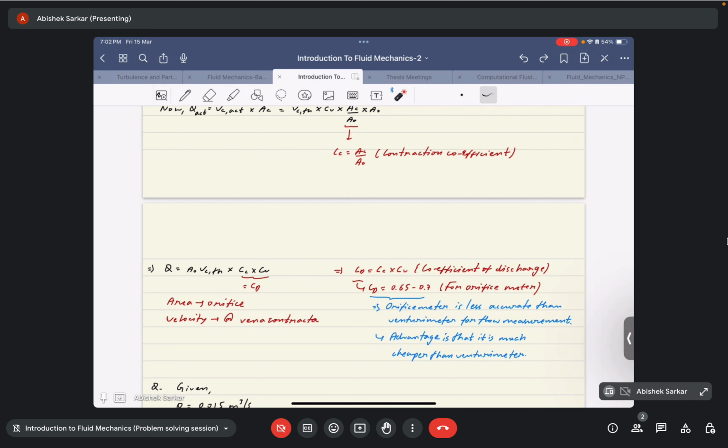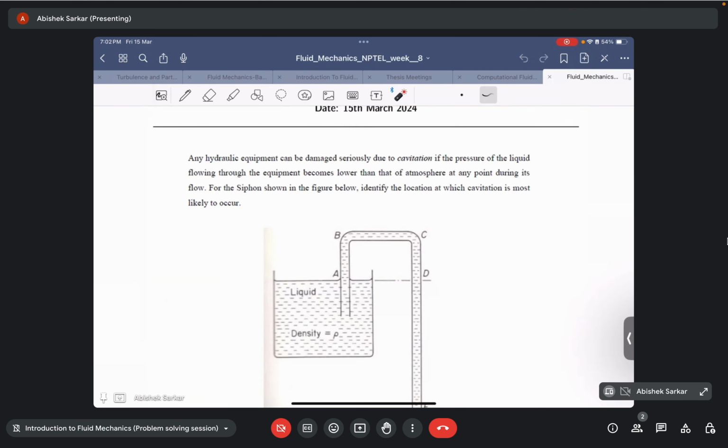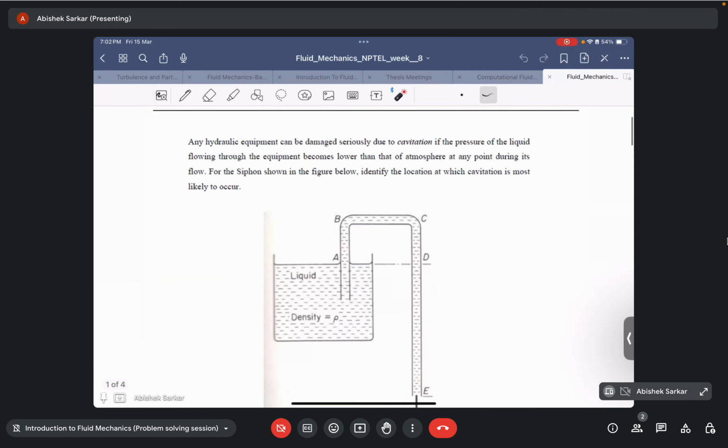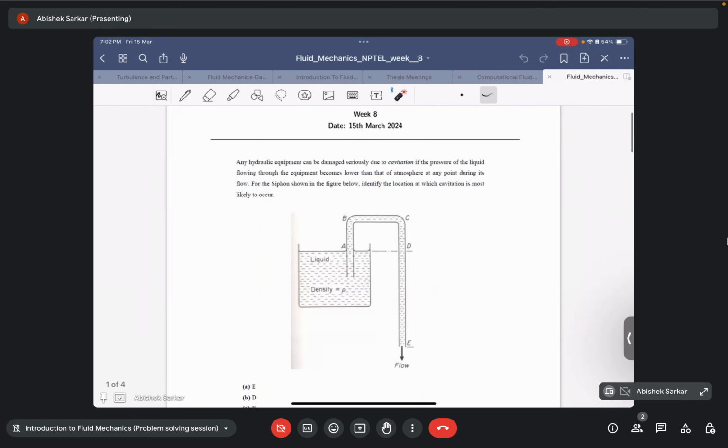Okay, so I believe now we can go and discuss this week's questions that are going to help you to solve similar types of questions that have been asked in this week's assignments. So let's go to the first question. I believe this is a very simple conceptual question.